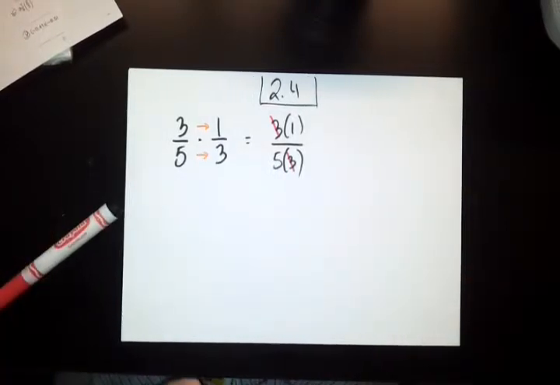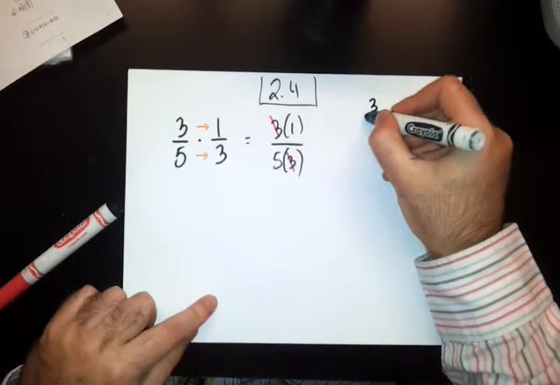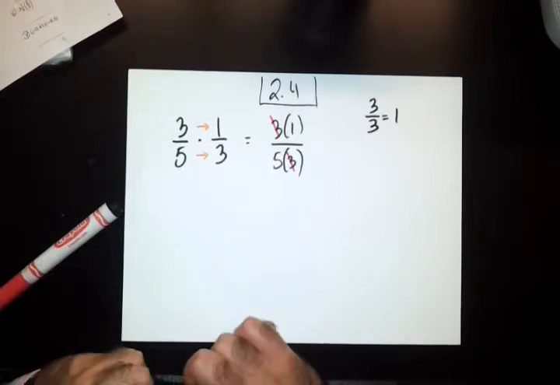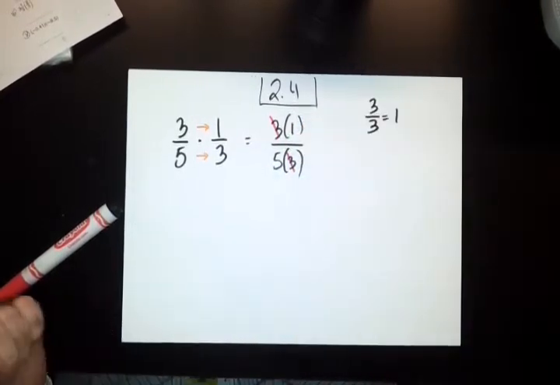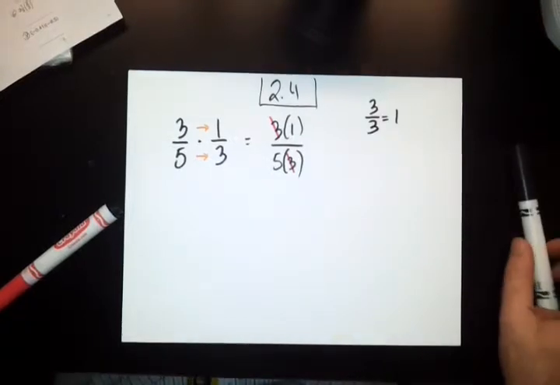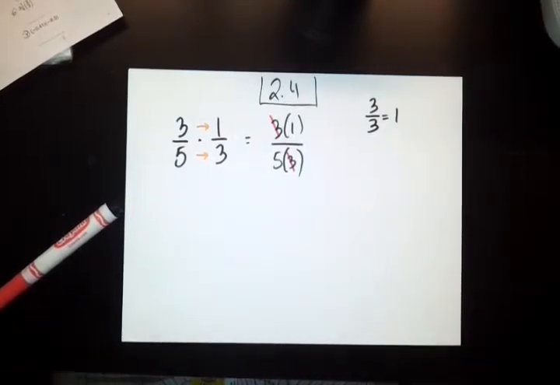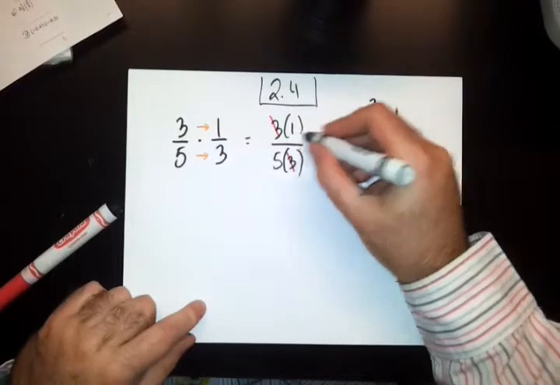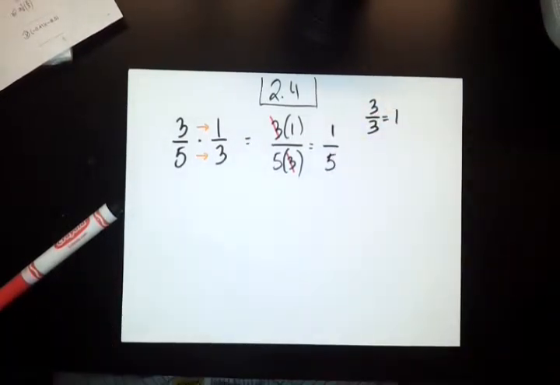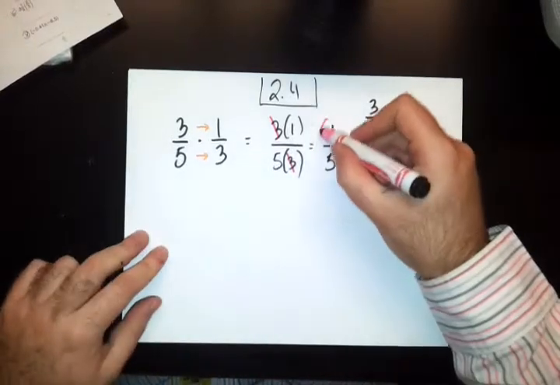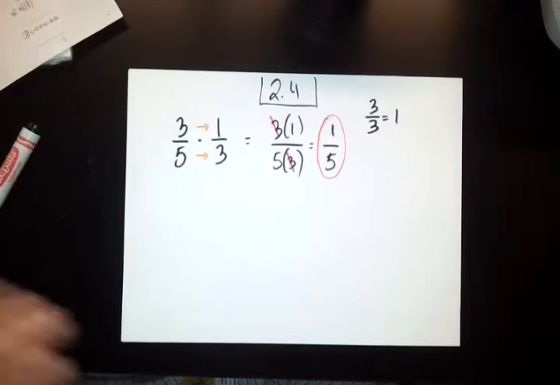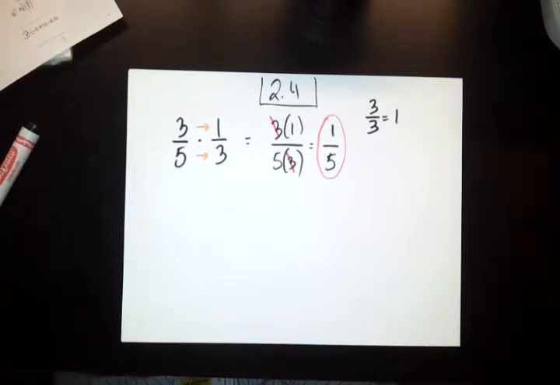Well, why 1? Because what's 3 over 3? Well, it's a 1. So what's left here is essentially a 1, and multiplying by a 1 or dividing by a 1 is the number itself. So it's gone. So what's left instead is on the top a 1, on the bottom a 5. And that is our answer to this particular problem. Let's take a look at a slightly more involved example.